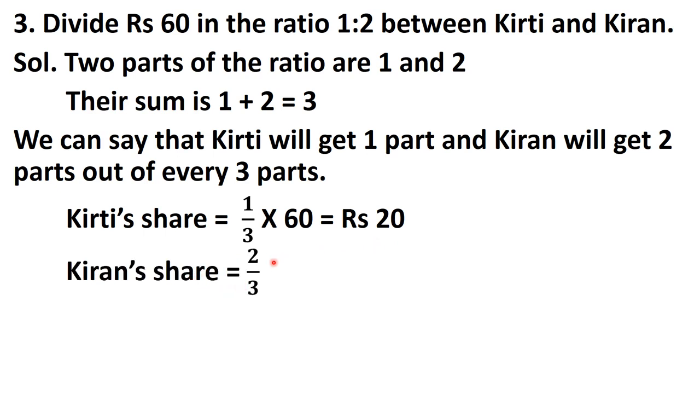Kiran's share is, Kiran will get 2 parts out of 3. So, it is 2 upon 3 and the total rupees we have 60. So, 3 2s are 60, equal to rupees 40. Okay. So, Kirti's share is rupees 20 and Kiran's share is rupees 40.